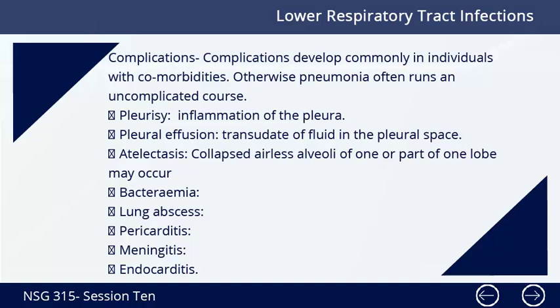Lung abscess, seen with pneumonia caused by Staph aureus and gram-negative pneumonia. Empyema, accumulation of purulent exudate in the pleural cavity, requires drainage by chest tube or open surgical drainage. Pericarditis, from spread of infecting organism from an infected pleura via hematogenous routes to the pericardium.